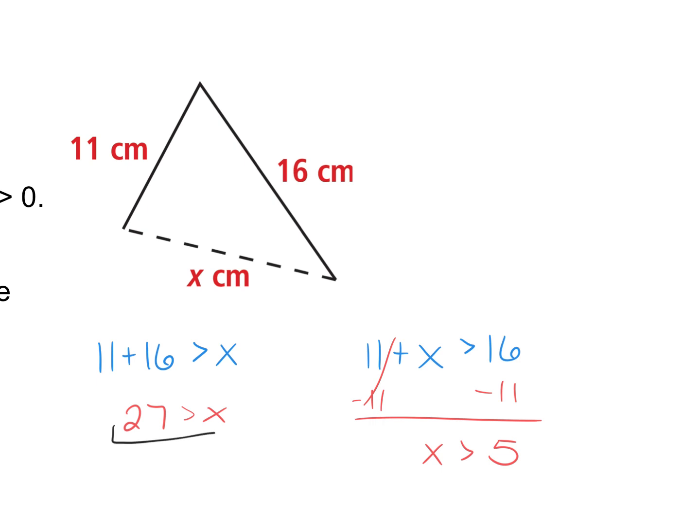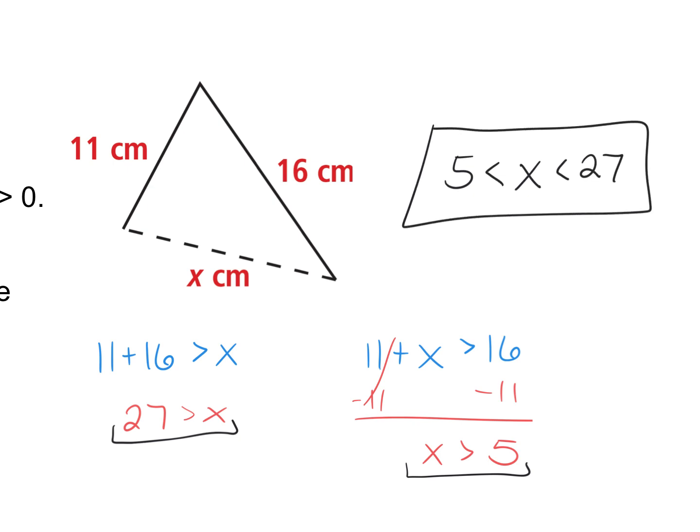So we have 2 scenarios here. Have you guys heard of compound inequalities before? Yes. A compound inequality is when you have 2 inequalities and we want to make one true statement out of them. Comparing our x values, what was the smallest scenario we could have? 5, so x has to be greater than 5. What is our biggest scenario? 27, and we know x has to be less than 27. So this here is the range of what that value could be.